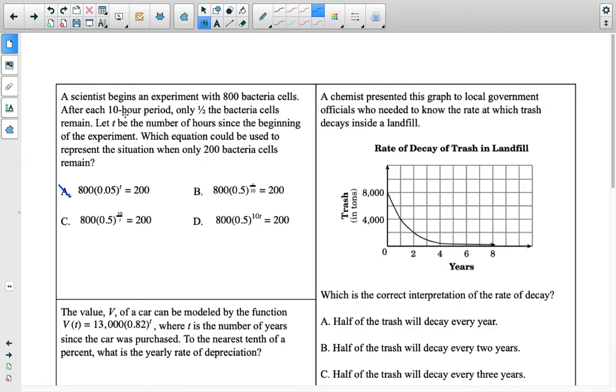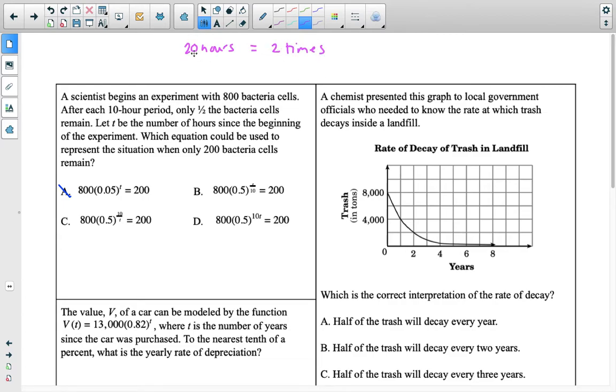It says every 10-hour period. That means every 10 hours we are going to be able to take half of it. So if it's only 1 hour, I'm not going to take half of it. So if I were thinking about how many times something happens, if I want to know how many times it will be cut in half in, let's say, 20 hours, every 10 hours it will be cut in half. So 20 hours would give us 2 times that it happens.